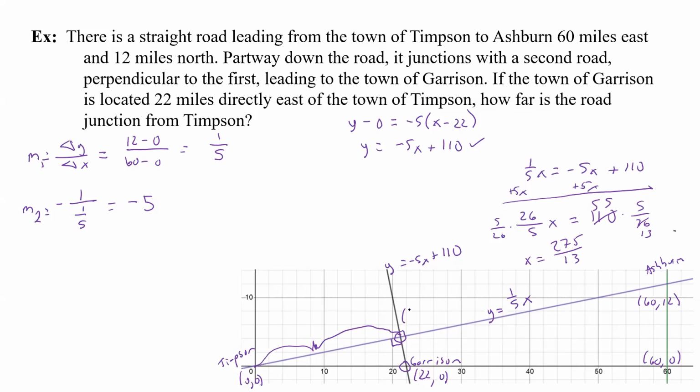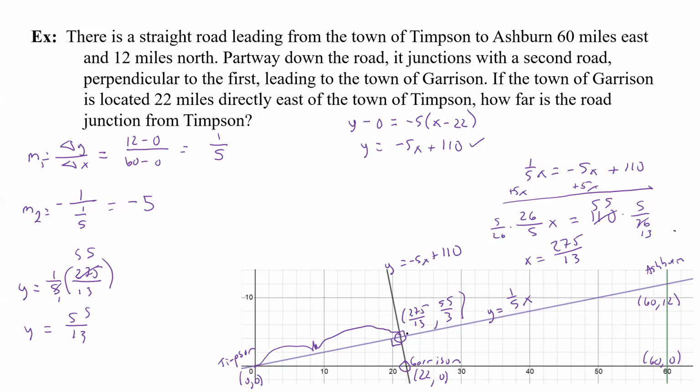Okay, so we know our x. Now what do we need to do? We need to solve for y. I'm going to use this point here because it's going to be a lot easier. So y is equal to 1 over 5 times 275 over 13. 5 goes into 275 55 times. And so we get y is equal to 55 over 13. All right, so now we know this point.